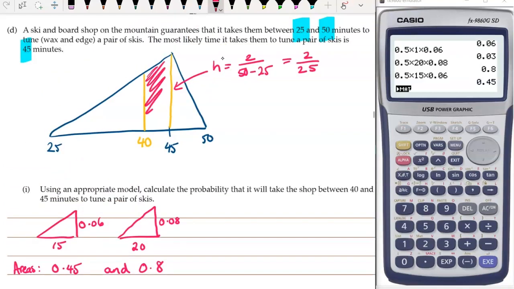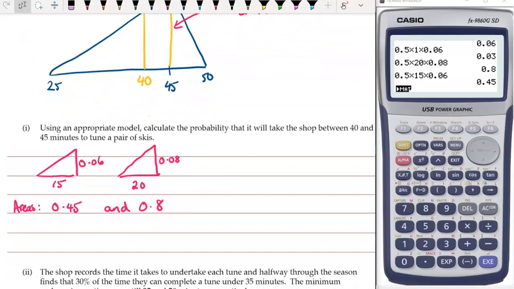Okay, so for this area that is between them, the area between, we're going to do the subtraction of those two triangles. So the probability that it takes between 40 and 45 minutes will be 0.8 minus 0.45, which is equal to 0.35.